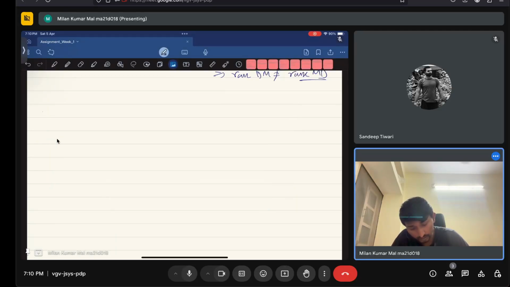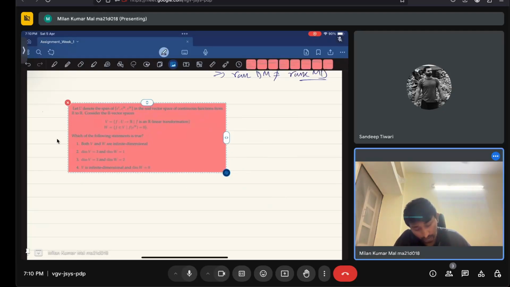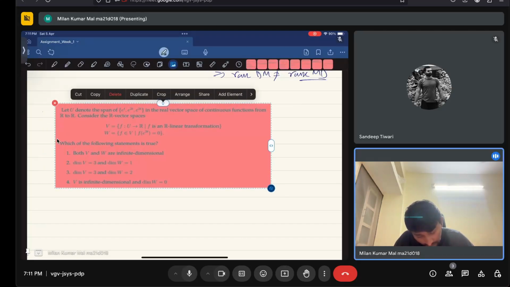Oh, this is the thing. Yeah, I think this is a good question. I think let's do it. This may take a little time, but I don't know how much real analysis will be involved. Span of the real vector space of continuous functions, both V and W are infinite dimensional. Let's do it, check.